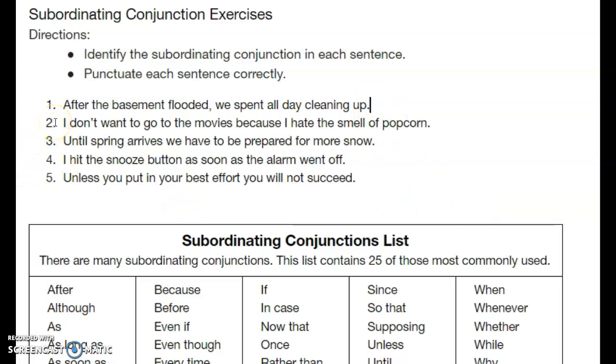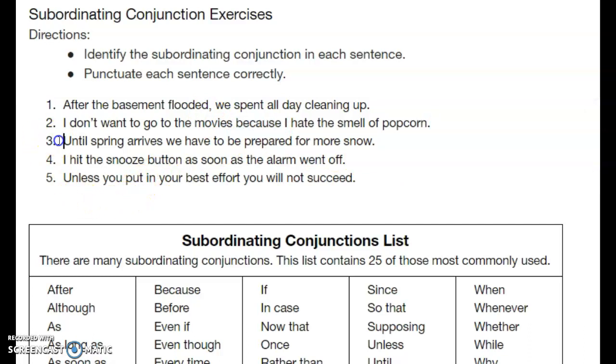All right, number 2, I don't want to go to the movies because I hate the smell of popcorn. What is the subordinating conjunction in this sentence? All right, did you choose because? So here we have the conjunction in the middle of the sentence. So which of the following is punctuated correctly? All right, did you choose the one with the only punctuation is the end punctuation, the period at the end? That's the correct one. Remember, subordinating conjunction in the middle means you don't need to punctuate it.